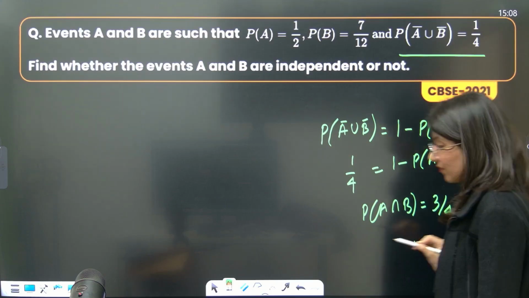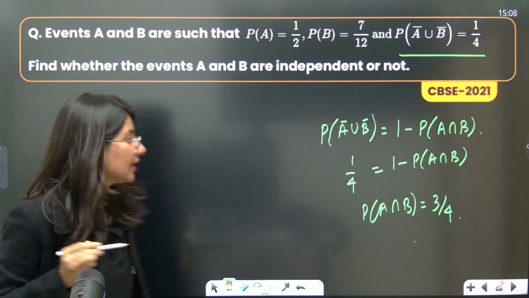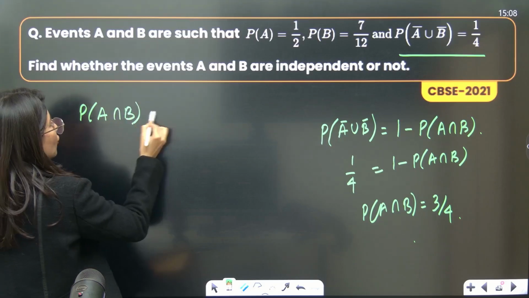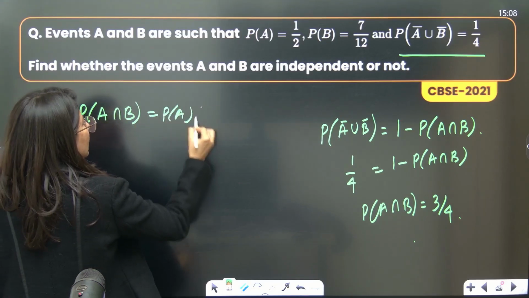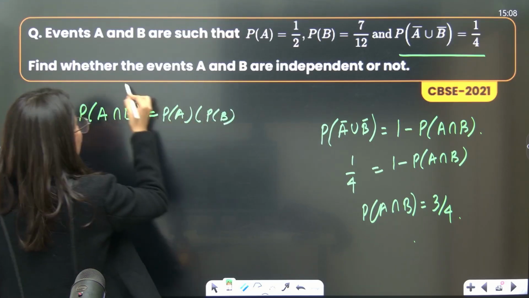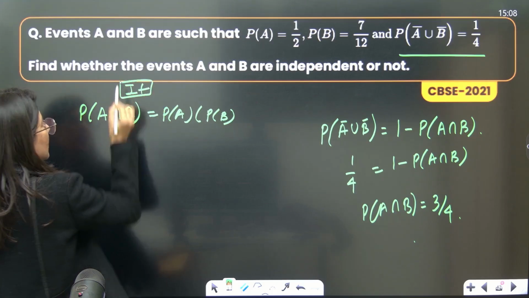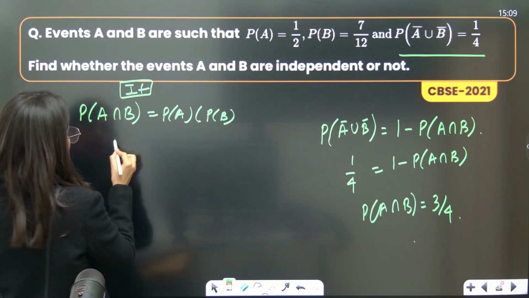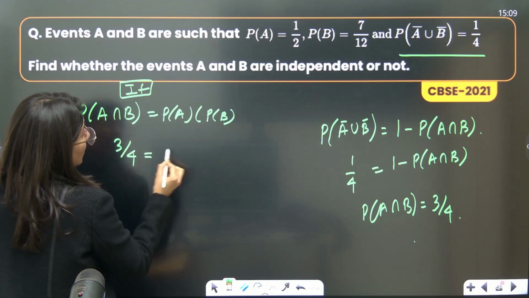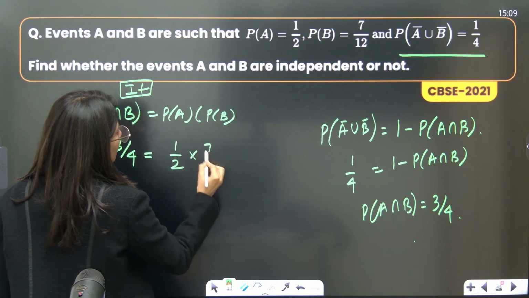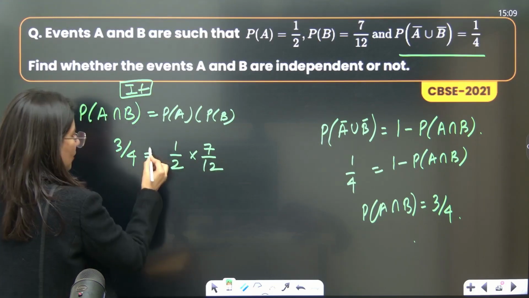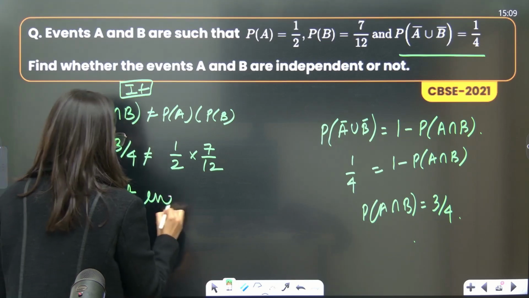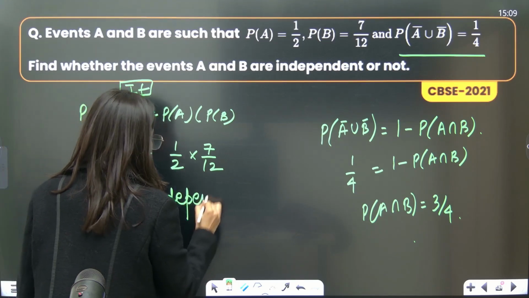Now you have to verify that whether they are independent or not. So probability of A intersection B should be equals to probability of A into probability of B if the events are independent. So if they are equal, then independent, otherwise not. A intersection B is 3 by 4. Yes, ma'am. Probability of A is half. This is 7 by 12. I don't think so. It looks like that they are not equal. So not independent events. They are not independent events.